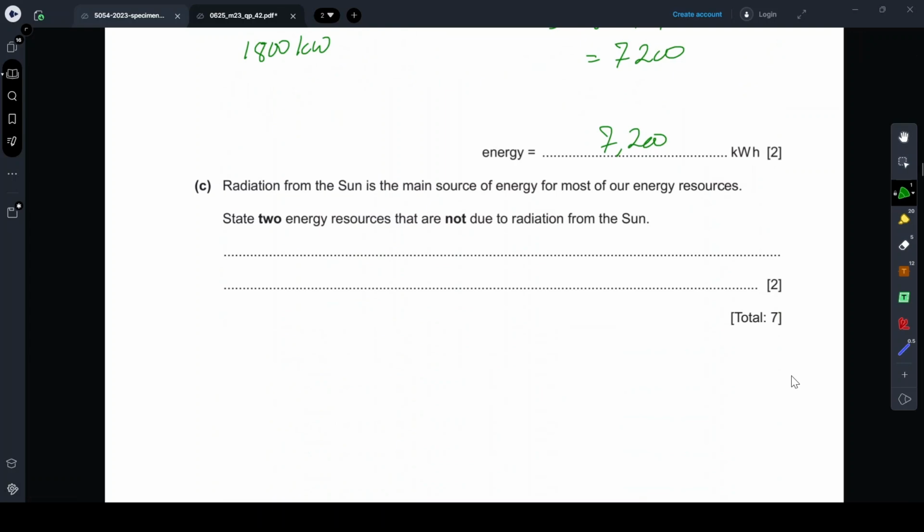Radiation from the sun is the main source of energy for most of our energy resources. State two energy resources that are not radiation from the sun. Wait, let me think.